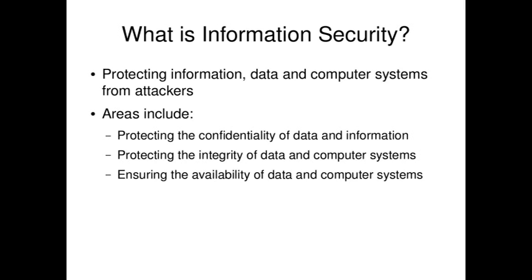So data and information are distinct, I should mention. Data is the actual bits and bytes on your hard drive, and information includes things that you can draw from the data. So sometimes you can get information out of data that is not directly there in the data. That gets a little bit more complex, so I'm not going to go into detail there just yet. Areas that this includes are protecting the confidentiality of data and information, protecting the integrity of data in computer systems, and ensuring the availability of data in computer systems.